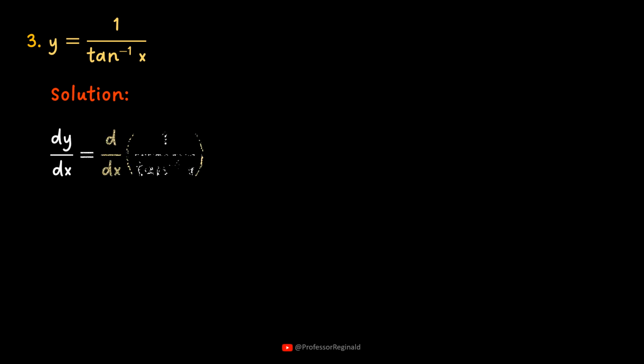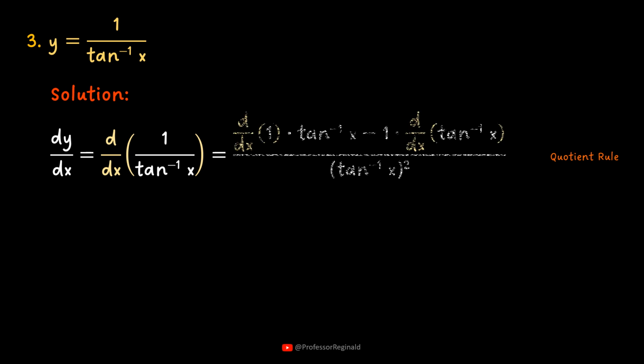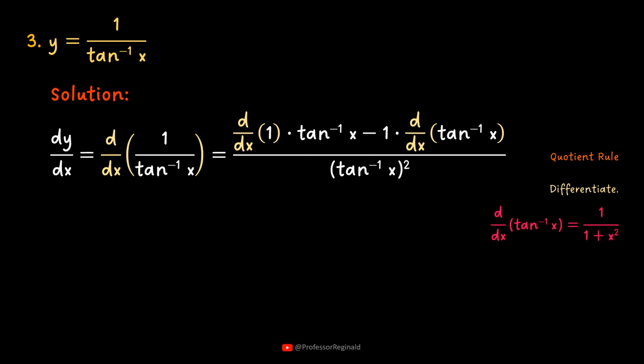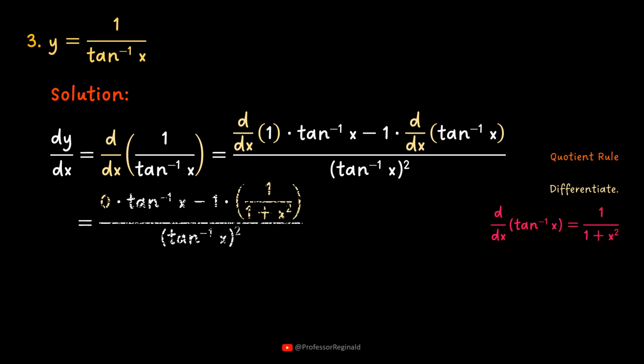Number 3. y equals 1 all over the inverse tangent of x. Solution. dy/dx is the derivative of y with respect to x. Apply the quotient rule. Differentiate using the constant and inverse trigonometric function rules. Simplify the derivative by using a property of fractions.